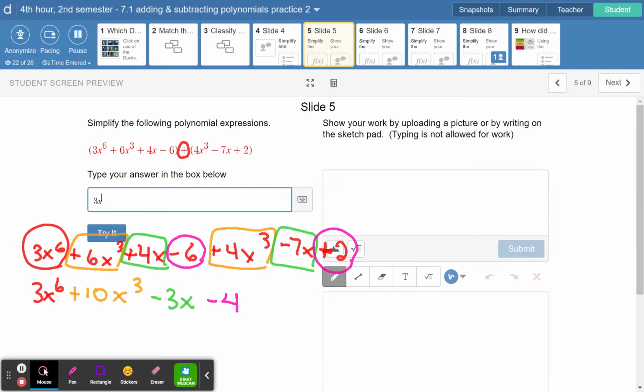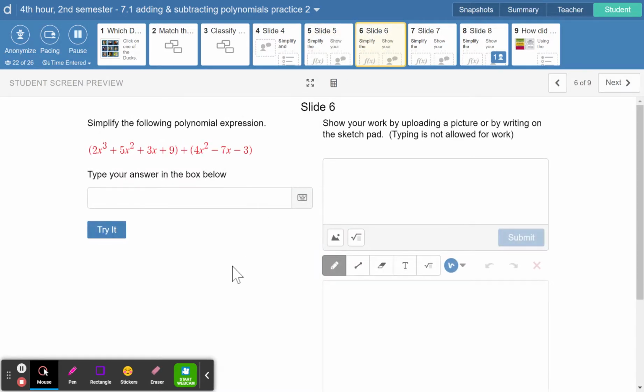Type it in the box. And then there you go. Slide number 6, same idea. You don't need the parentheses because it's a plus sign. There's a plus sign in the middle.